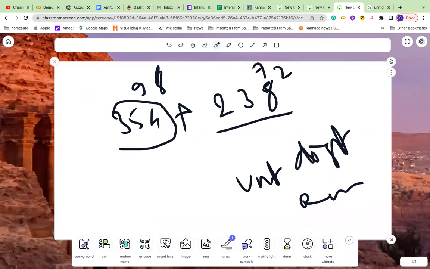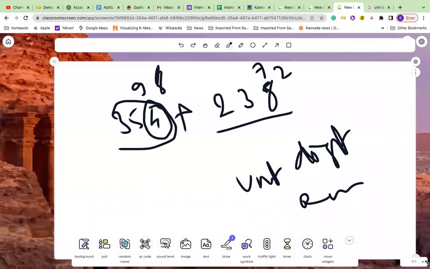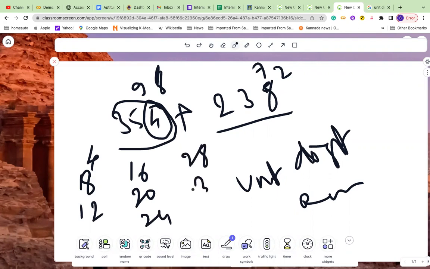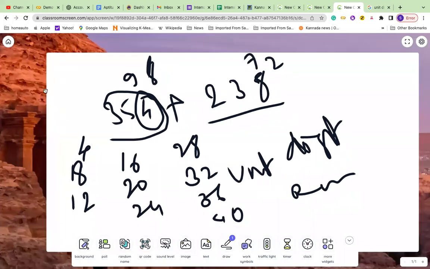The trick is that I should check the number for a pattern. What is the pattern of 4? 4, 8, 12, 16, 20, 24, 28, 32, 36, 40. Are you able to identify any pattern here?